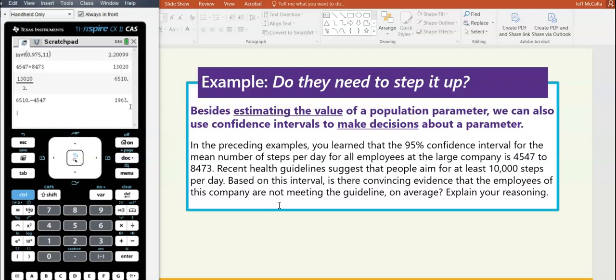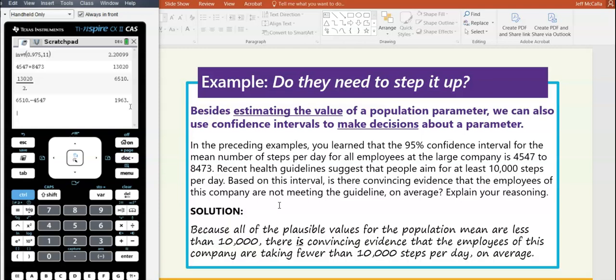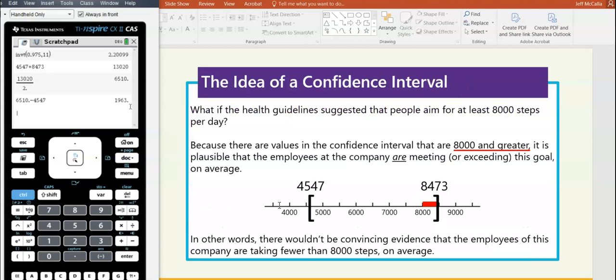So I am quite confident that this is a problem at this company. If you want everyone to walk at least 10,000 steps, well, there's convincing evidence that people employed at this company are definitely walking less than 10,000. Because there are values.